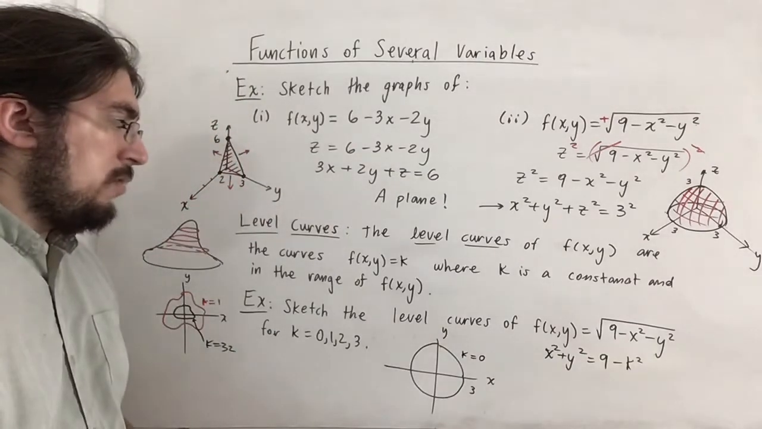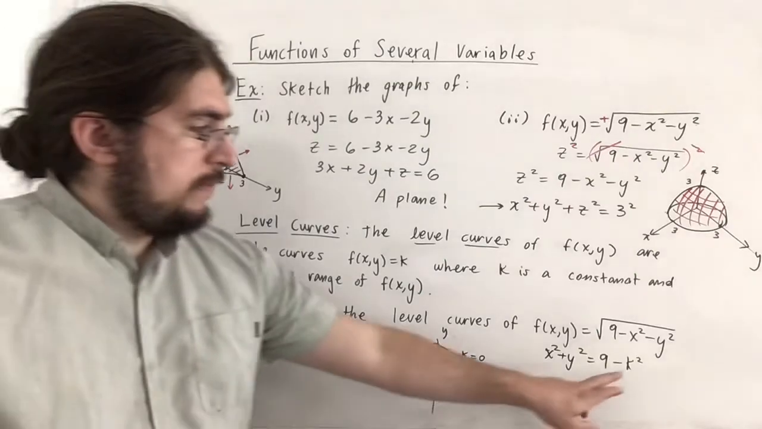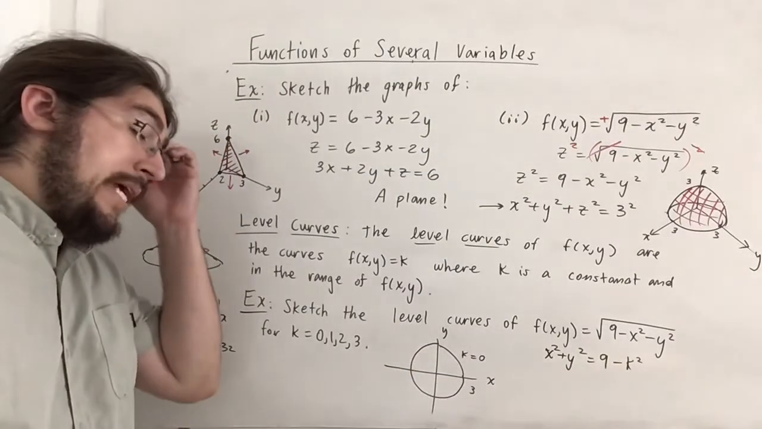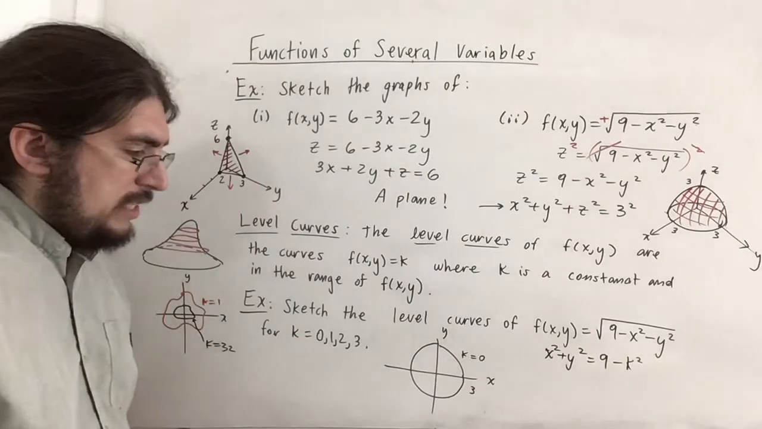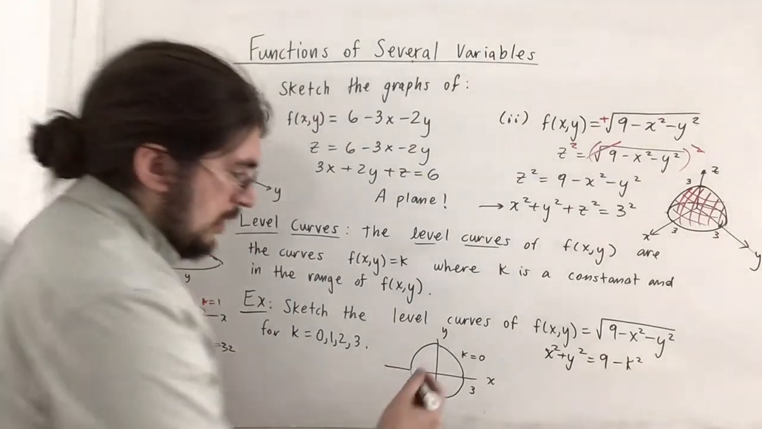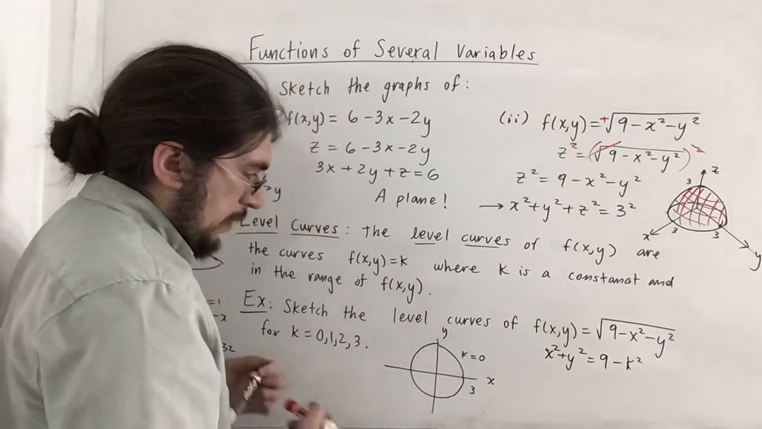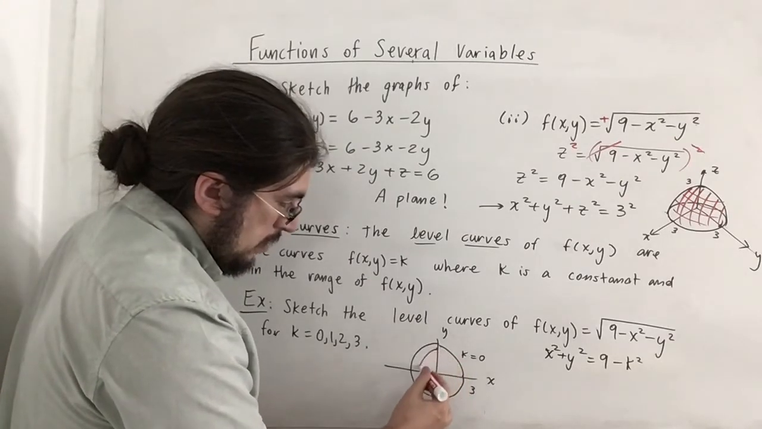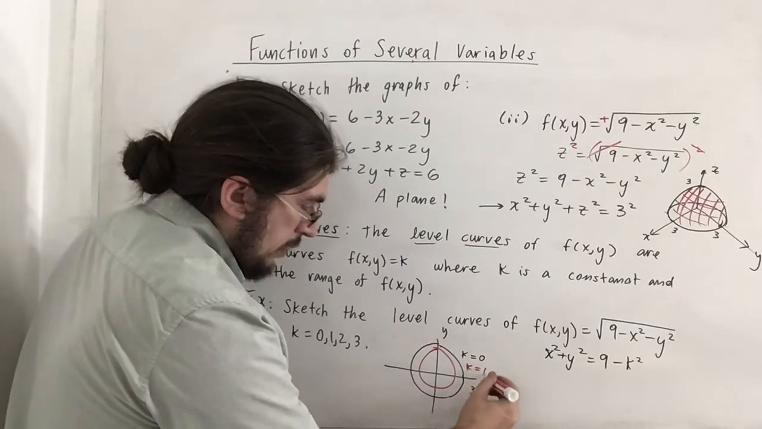When k is equal to 1, for instance, this becomes 8, which would be a circle of radius square root 8. Square root of 8 is a little less than 3, so that's going to be something like this. Let me try to draw it in a different color. I don't have too many colors, so it's going to get a little weird, but that's okay. So the red is k equals 1.